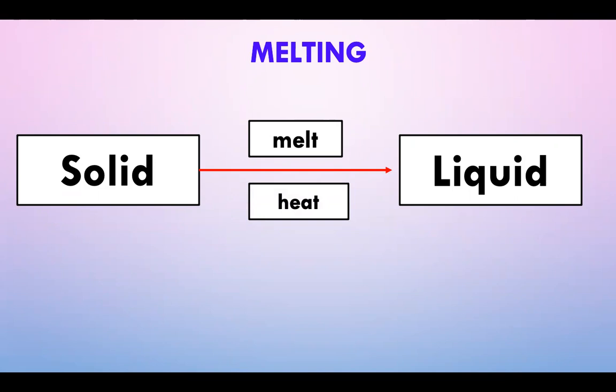So one is melting. Melting. So then please draw this. Melting means solid. When solid becomes liquid, it's called melting. When solid is converted to liquid, it is called melting. The main reason is heat.